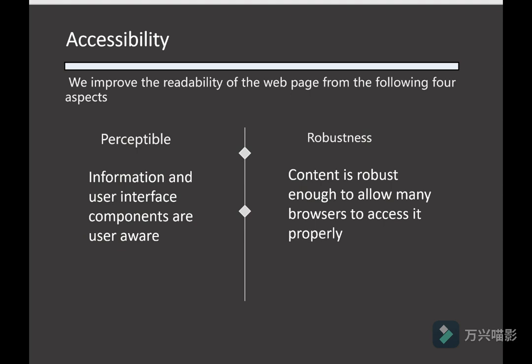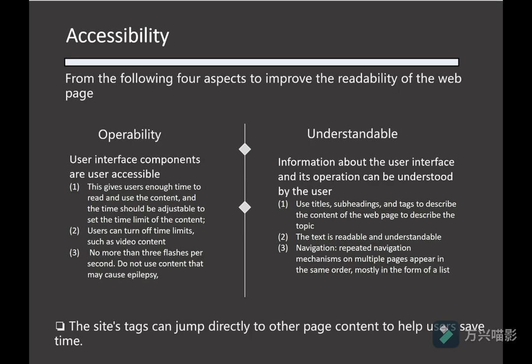And we improve the readability of our web page from the following 4 aspects. First is perception. Information and user interface components are user-aware. And next is robustness. Content is robust enough to allow many browsers to access it properly. And next is operability. This gives users enough time to read and use the content, and the time should be adjustable to set the time limit of the content.